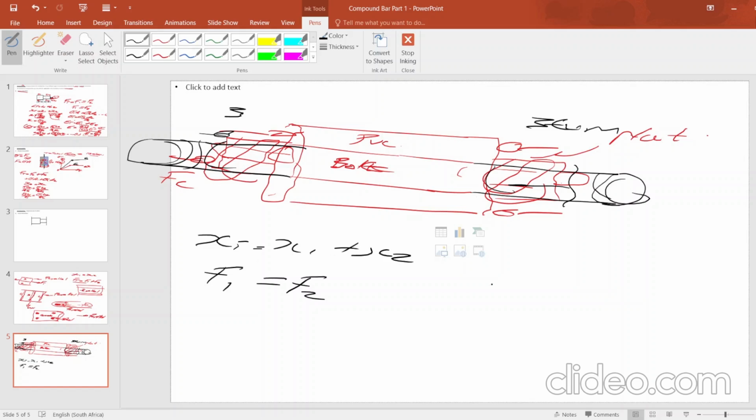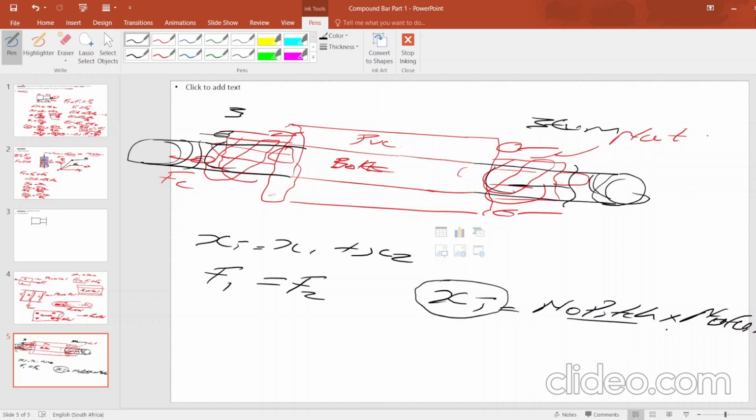Xt equals to, in calculating the xt, it will be the number of pitch multiplied by the number of turns that you'll be making. Now the pitch is the distance between your threads. It is the number of pitch multiplied by number of turns, then you get your xt. Now this is how we calculate the xt. But from this formula, they can ask you to calculate the stresses, or they can ask you to calculate the force. It doesn't matter. If they wanted to calculate the force, we know how to deal with it.